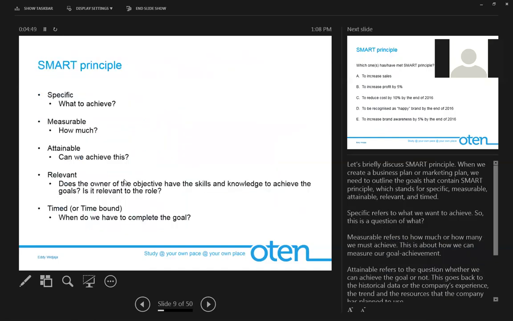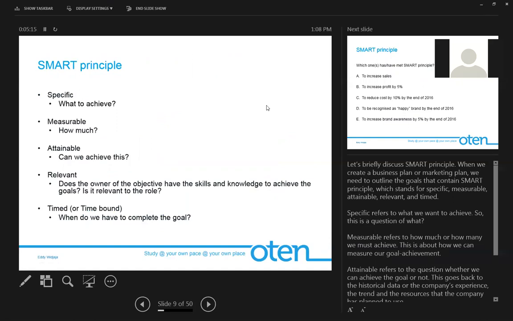In terms of the organizational goals, that's what we mean by the SMART principle. The first one is specific, which is basically about what we want to achieve. Is it a sales increase that we want to achieve, a brand awareness increase, a customer loyalty increase, or customer satisfaction that we want to deliver.